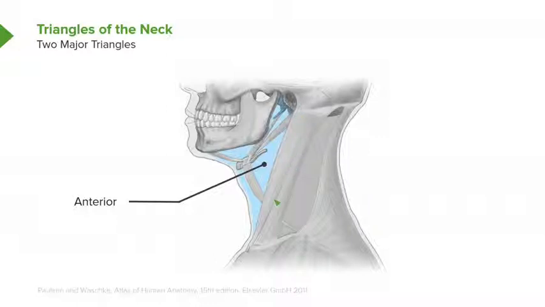The muscle that we see here as a major boundary is the sternocleidomastoid, and it will separate this anterior triangle from the one that lies posterior. That then leads us to this green-colored region, which represents the posterior triangle of the neck. Its posterior boundary is seen right along here, and that represents the trapezius muscle.